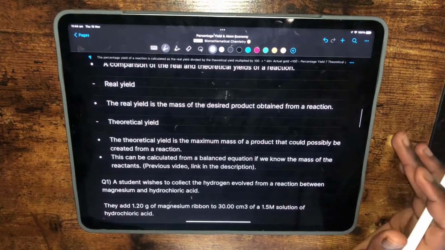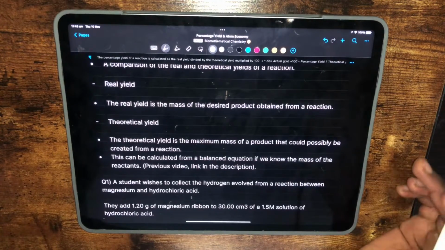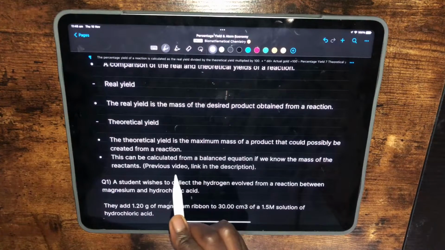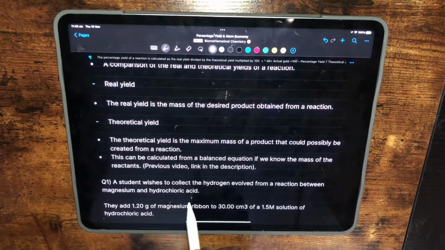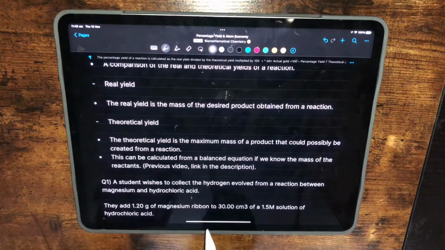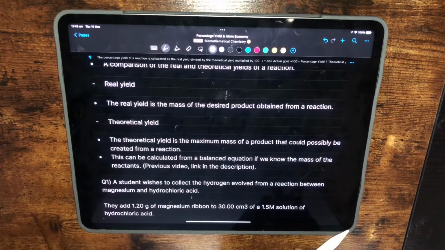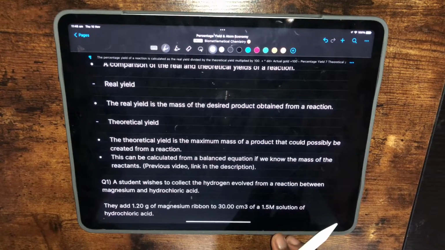The theoretical yield is the maximum mass of a product that could possibly be created from a reaction, and it can be calculated by balancing the equation if we know the mass of the reactants. I'll leave a link in the description to my previous video, which was about balancing equations, and this is why it's so important, because if you want to work out the theoretical yield, you need to work out the moles from using that, and then once you find the moles of your products, you can work out the theoretical yield, which is the mass of a product that we should form.